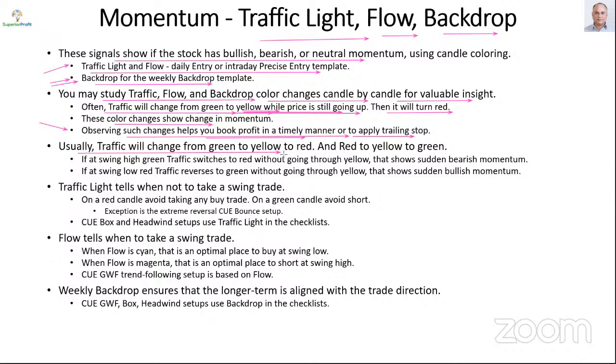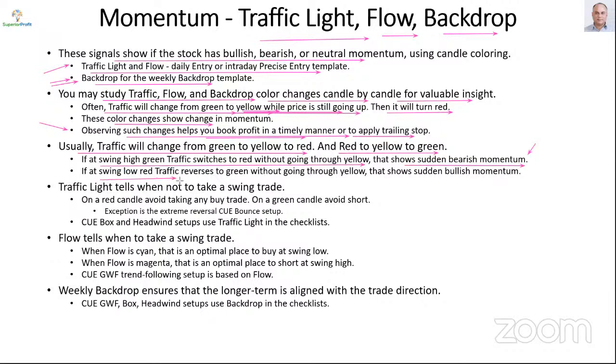On the downside, traffic will change from green to yellow and then red, and red to yellow to green. Usually that is the case. From red to green, it will go through yellow. However, sometimes if at swing high, price is extended, traffic switches to red without going through yellow. From green, it becomes red without going through yellow, and at swing high, that shows sudden bearish momentum.